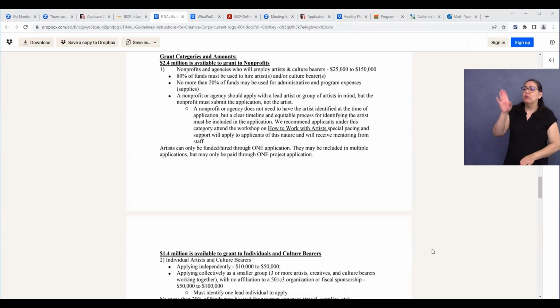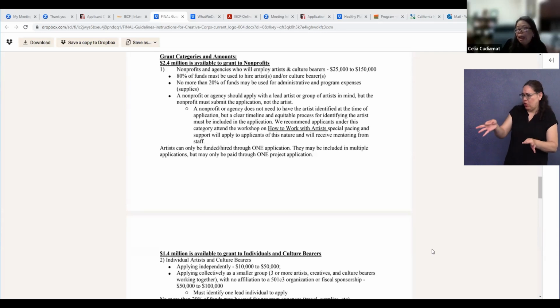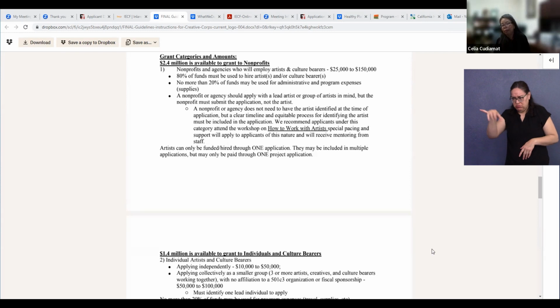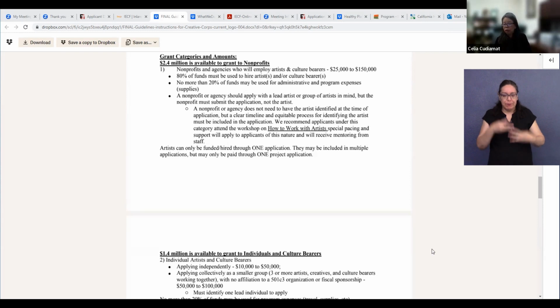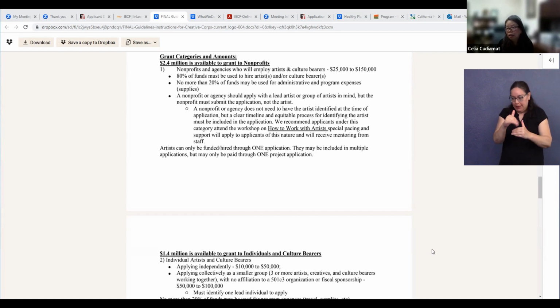A quick question in the chat from Amelia: can we facilitate multiple art forms in our project? Absolutely, you could do that, just be clear about it. And when we go into the narrative component of the online application, there are limitations to characters and words. So depending on how you want to frame or develop your project, just keep that in mind.